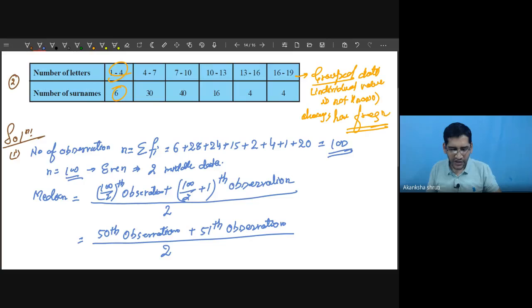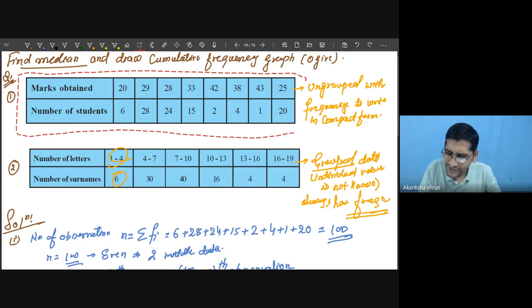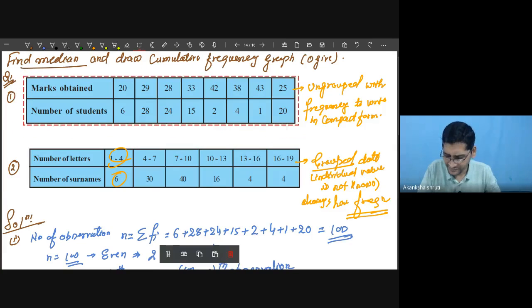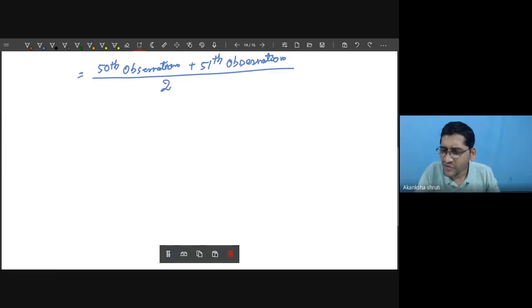Now, students, from this table, can you tell me which data is at the 50th position and which data is at the 51st position? Can anyone tell me? Yeah, please tell me. From this table, please tell me which data is at the 50th position and which at the 51st position. 29. Okay, how?